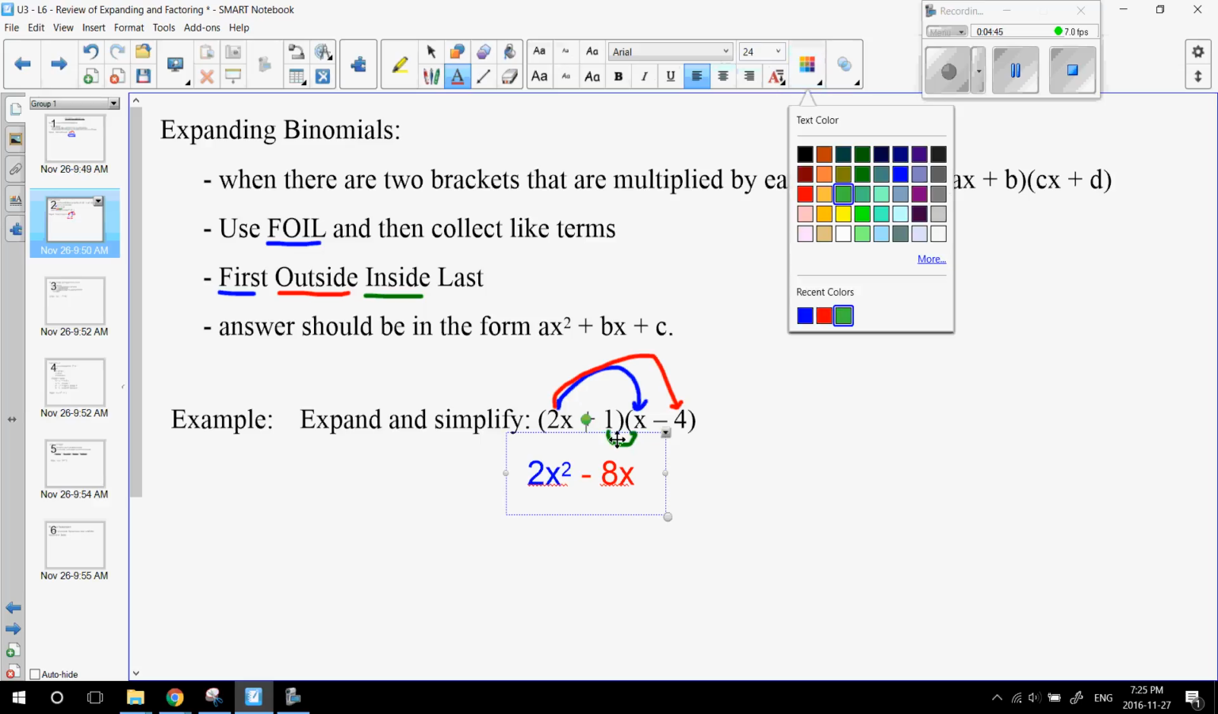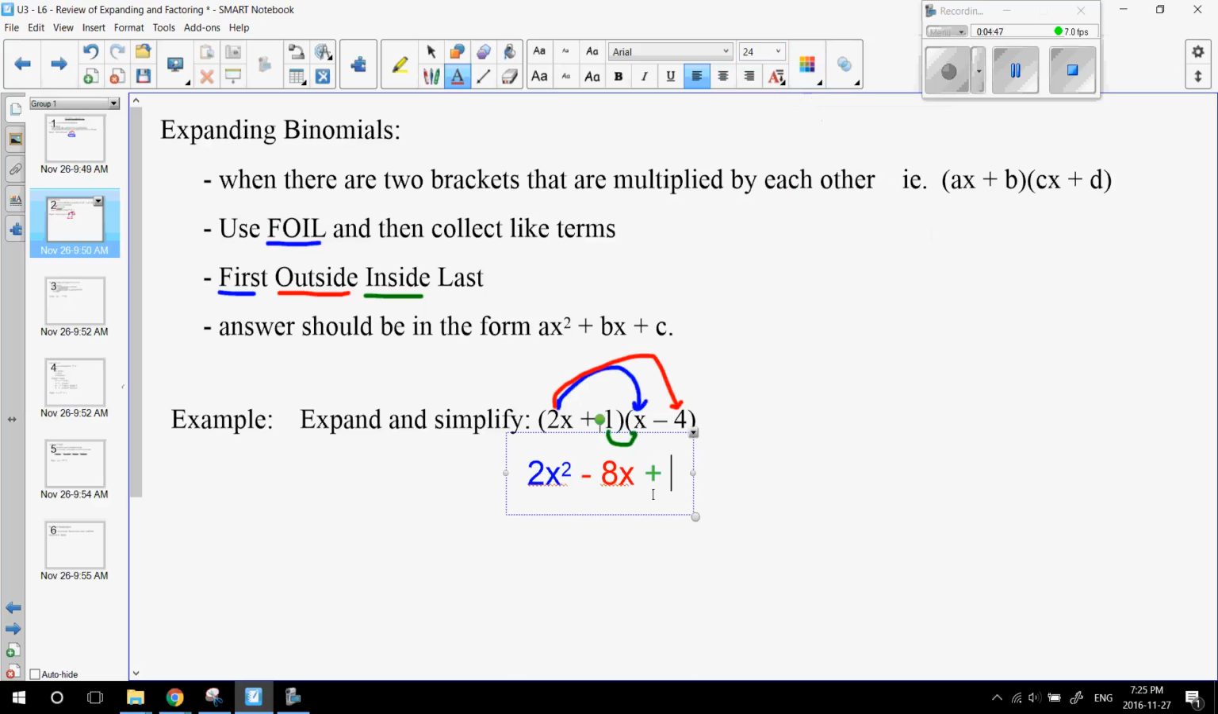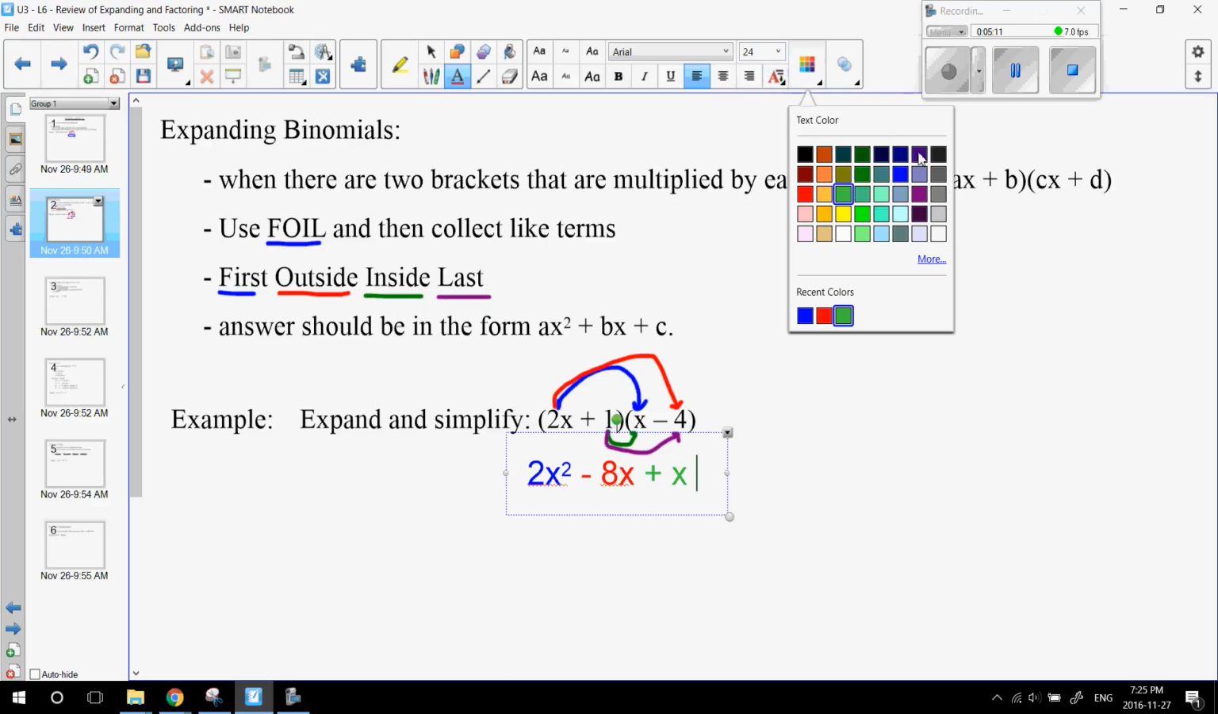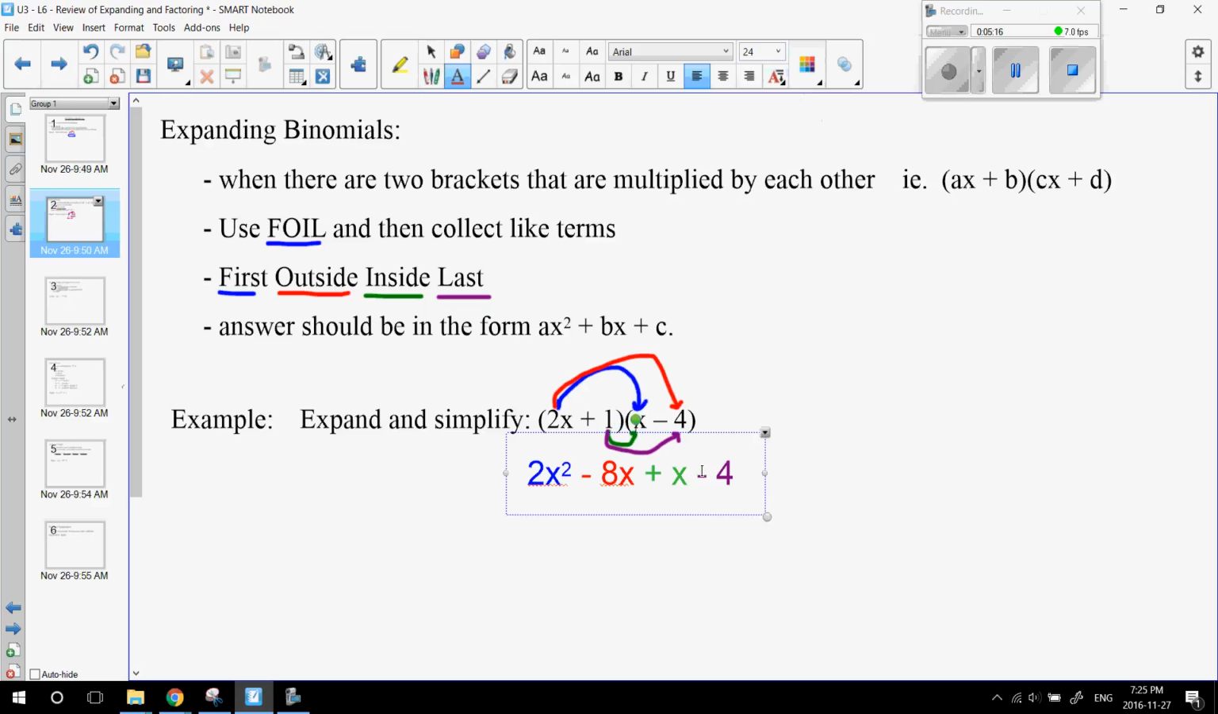And when we multiply 1 by x, we just get a plus 1x. And our last terms are the ones that come last in our bracket, so the 1 here and the -4 here. And when we multiply, we do +1 multiplied by -4. That just gives us a -4. So that was the expanding part using our FOIL.